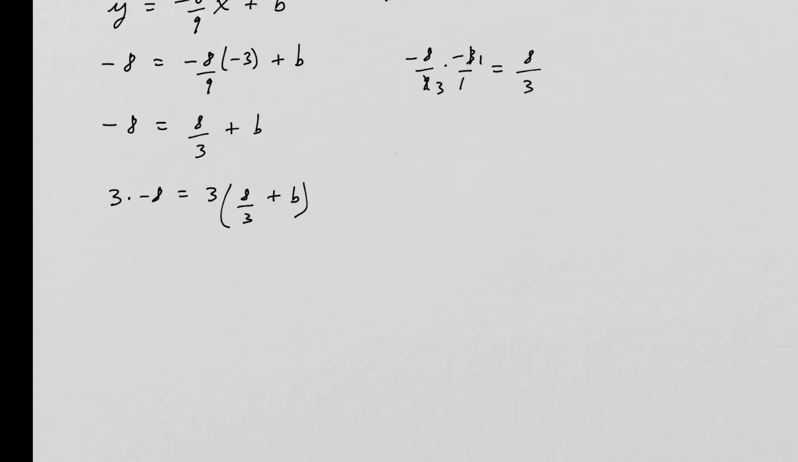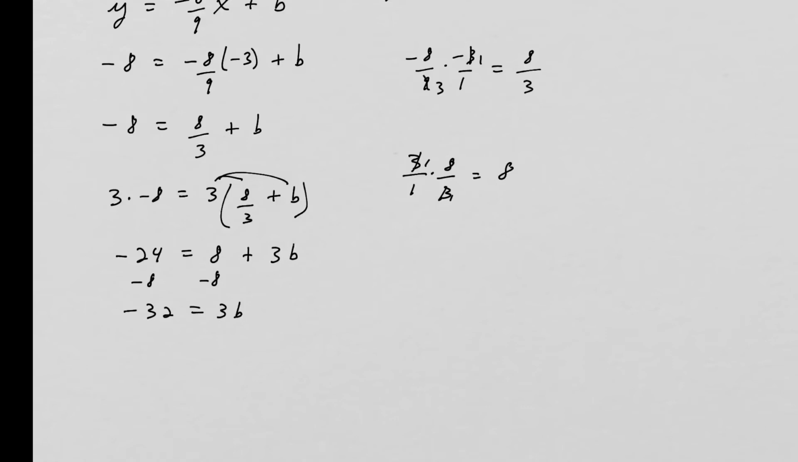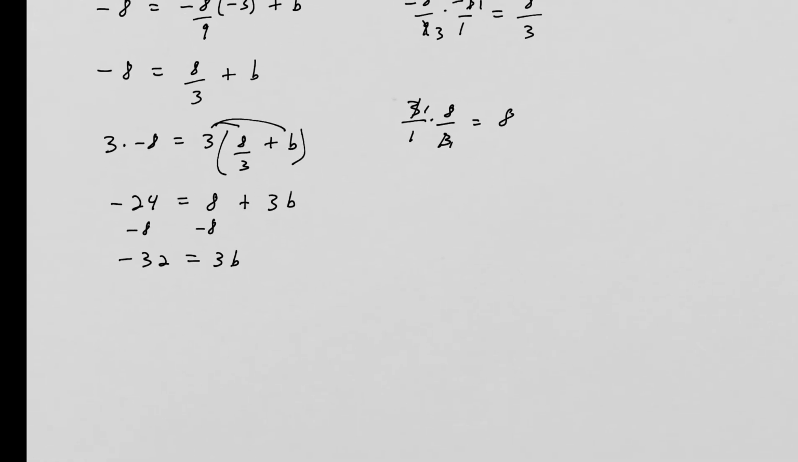Okay, so 3 times -8 is -24. Then if I distribute in the 3 here, well, 3 times 8/3 is going to be 8, right? Again, I'll do it on the side. 3 over 1 times 8 over 3. So the 3's cancel, and I just get 8 over 1, which is 8. And then 3 times b is 3b. And now if I subtract 8 from both sides, well, -24 minus 8 is -32? And that's equal to 3b. And then if I divide both sides by 3, right, I'll find that b is -32/3.